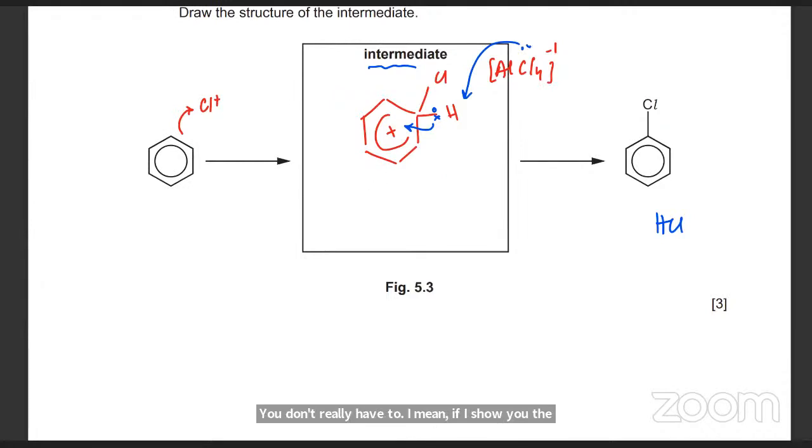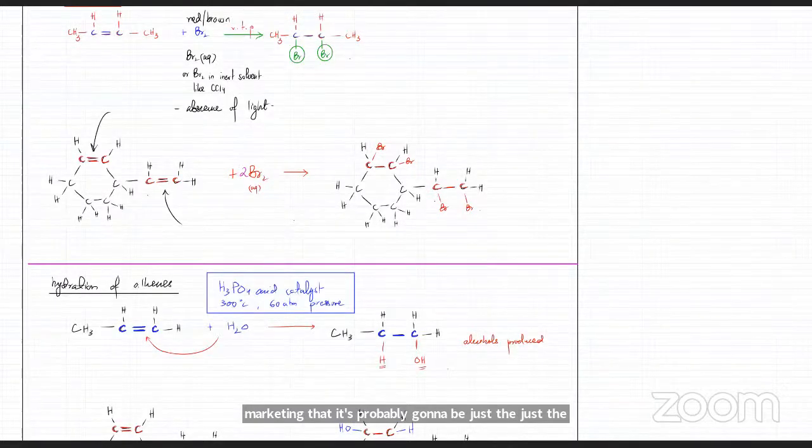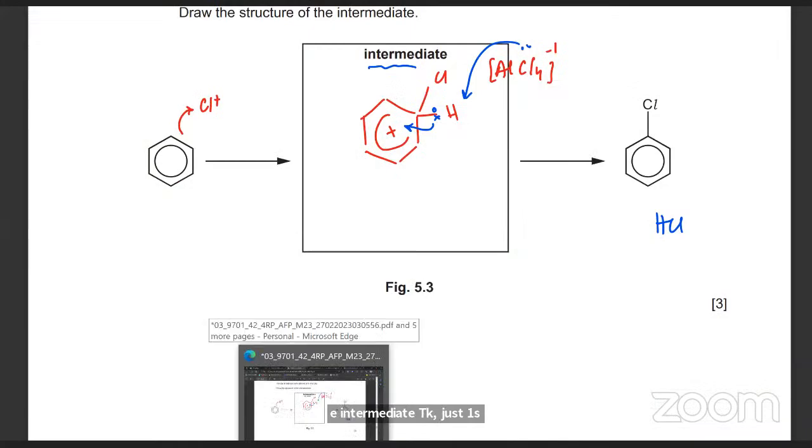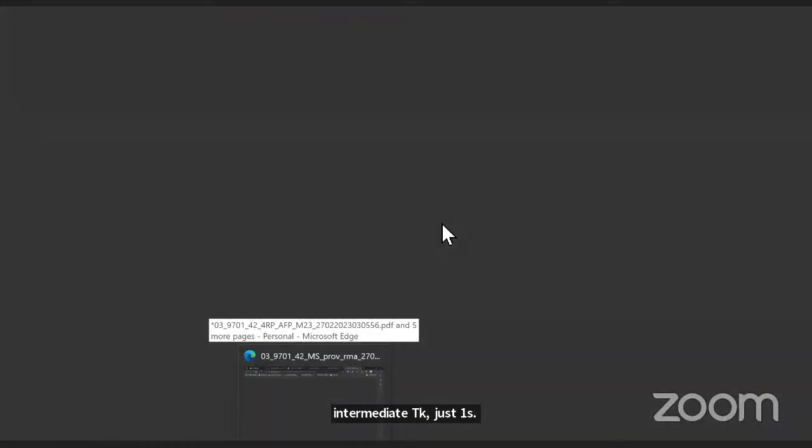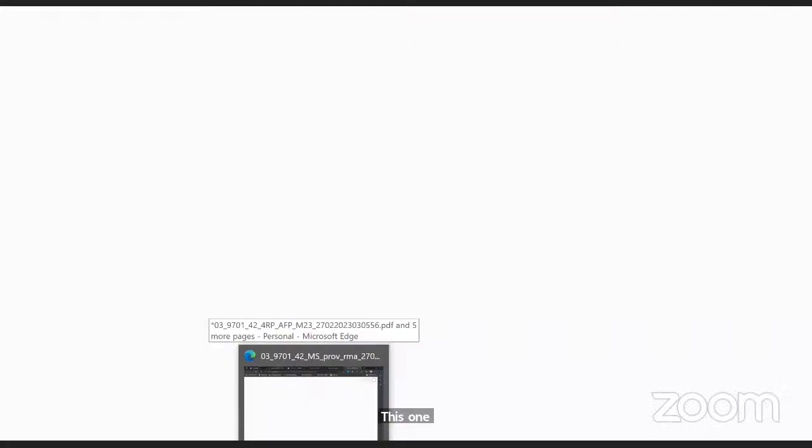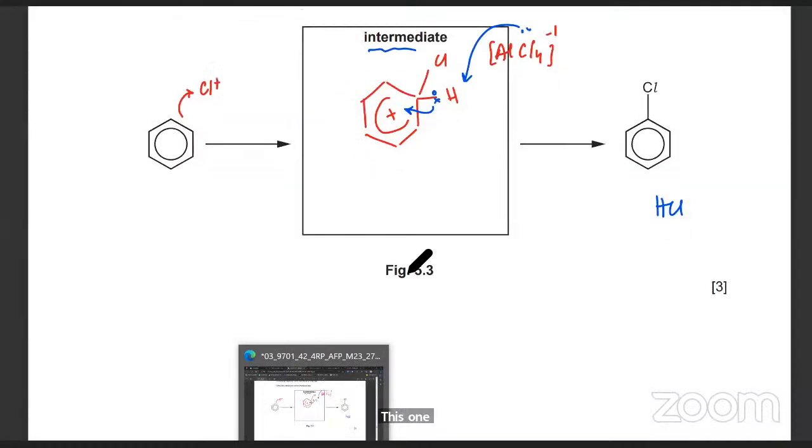ठीक है. कहाँ पे की है mark scheme? Just one second. This one. Okay, sure, it's loading up.